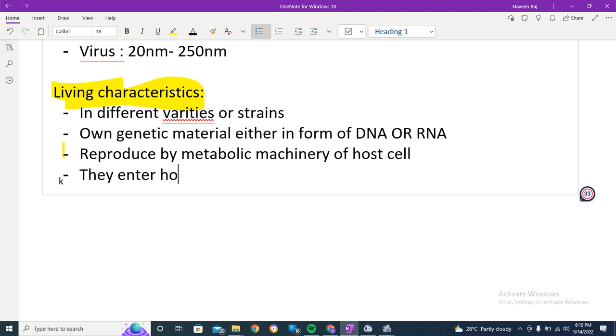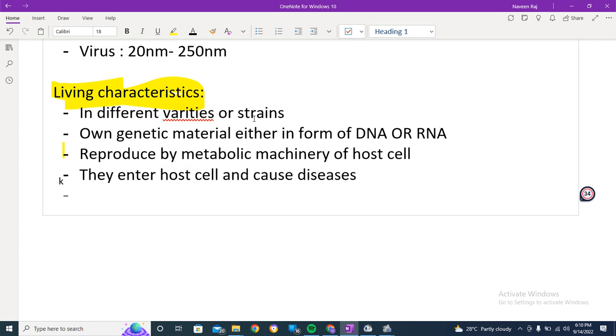The next point is that they enter the host cell and cause diseases. Viruses just have a target to, even though in history we have not seen any kind of virus that has done a benefit for mankind.